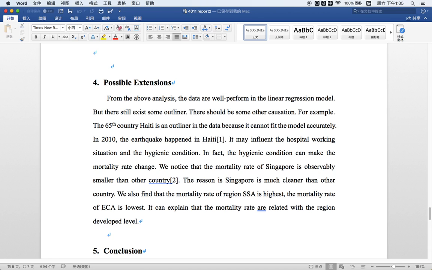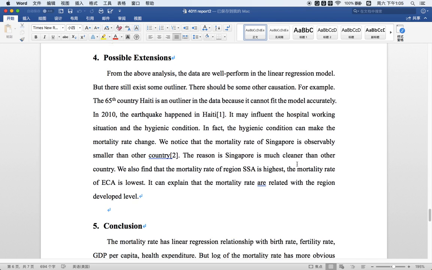So here are other things that cannot be told by statistical methods. Here are the countries.